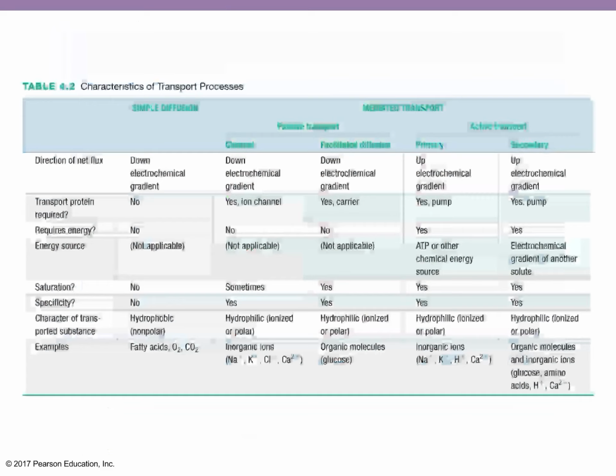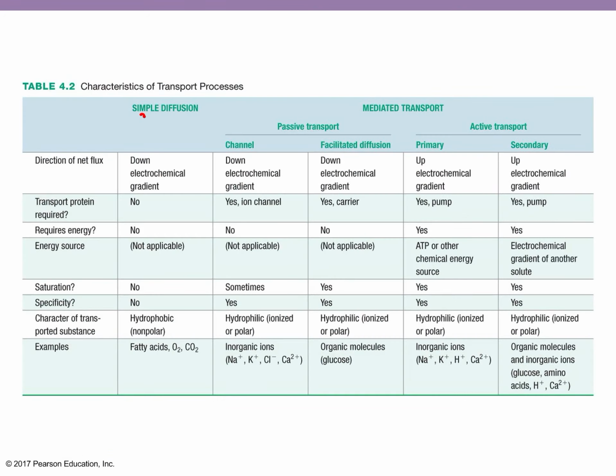All right, so these are just a wrap-up of different kinds of transport. We have simple diffusion, and then we have mediated transport. So simple diffusion, remember, is where we're just moving substances through the membrane bilayer, and the movement depends on whether those items are hydrophobic or nonpolar. There's no saturation, there's no specificity, there's no energy source, right? There's no transport protein required, and things go down their electrochemical gradient.